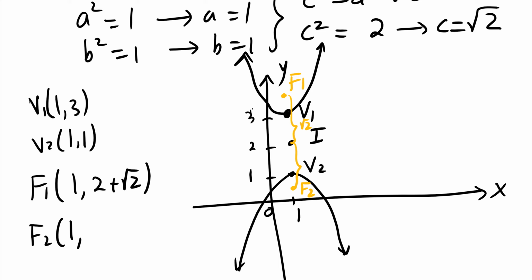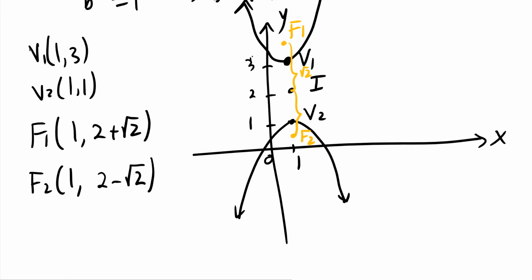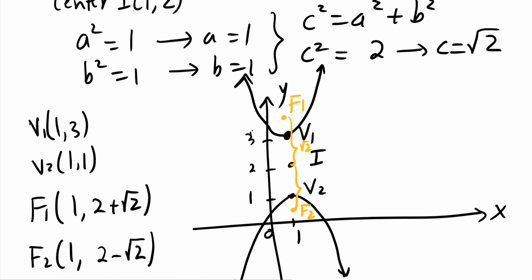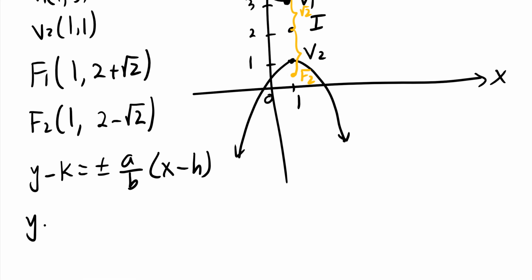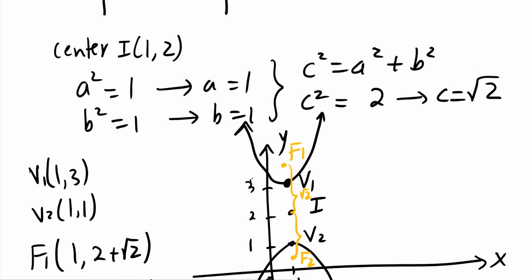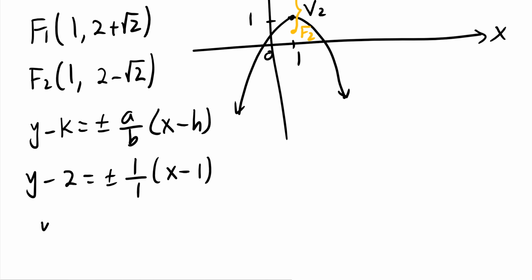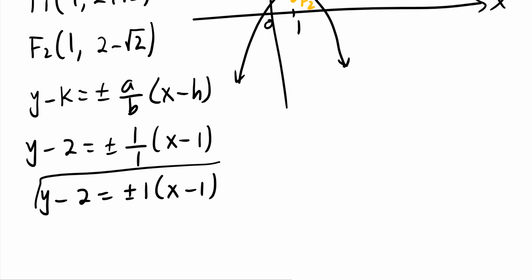Next one, 2 minus square root of 2. And that last thing is the asymptote. y minus k equals plus or minus a over b, x minus h. h was 1 and k was 2. So y minus 2. This was 1, 1, and h again is 1. So that gives us y minus 2 is plus or minus 1, x minus 1. You can leave it like this or add 2, but that's more than enough.